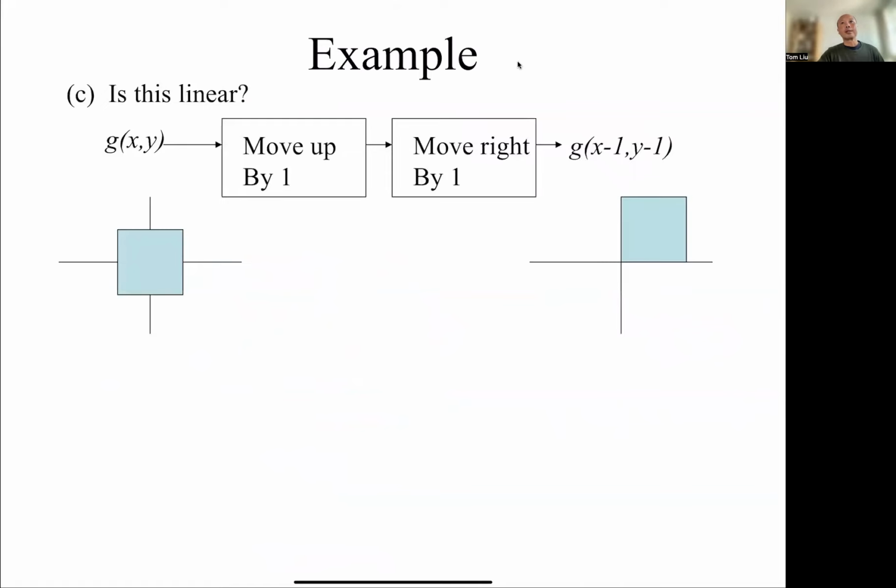Okay, this is the last, I think, one I have for you for this one. Is this a linear system? So now it's a 2D system where any function you put in, you're going to move it up by 1, so up this way, and then move it to the right by 1. So you get g of (x minus 1, y minus 1). So think about this and tell me whether you think it's linear or not.